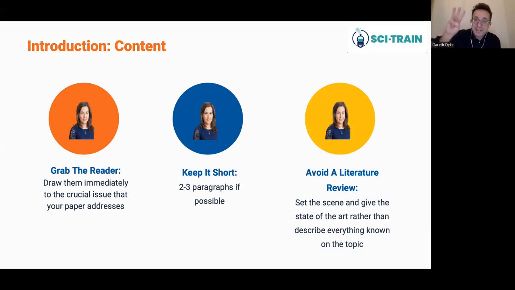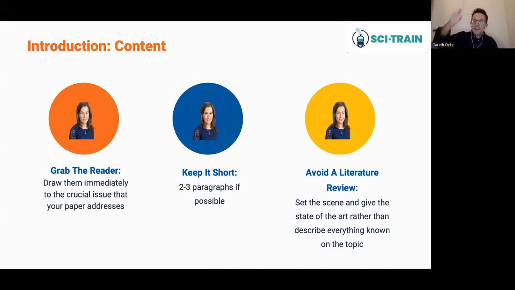Message, audience, and structure. Don't forget, you've already got a target journal in mind, so you can have a look at other recently published papers in your subject area in that journal to see what their introductions look like. But I would say you want to do 3 things. Grab the reader, keep the introduction short, and avoid a literature review. A good introduction has 3 distinct sections.